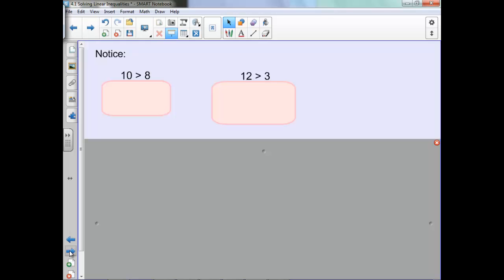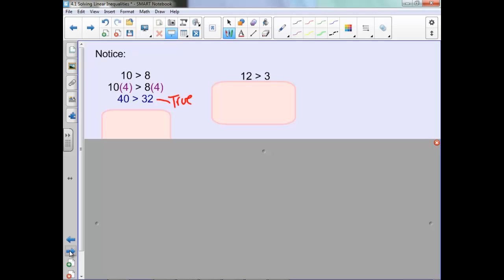So now we're going to do the same thing and look at multiplication with division. So 10 is greater than 8. We're all okay with that. What about if we multiply by a positive 4? Well, 10 times 4 is 40, and 8 times 4 is 32. We still have a true statement.